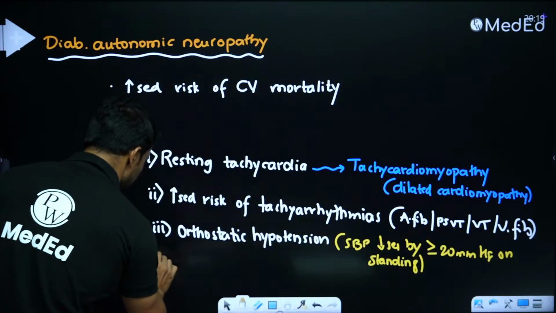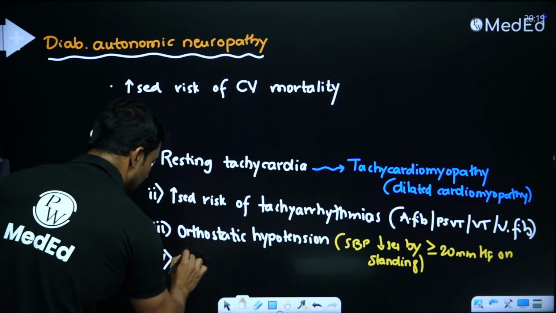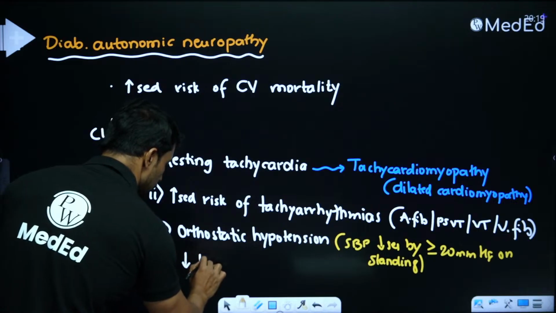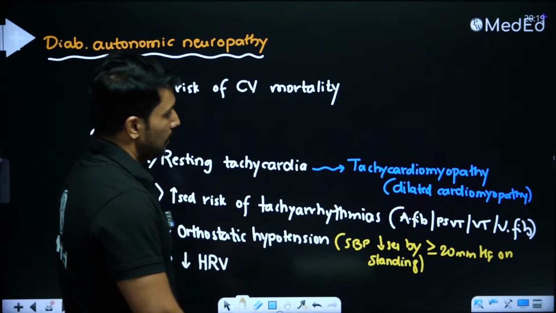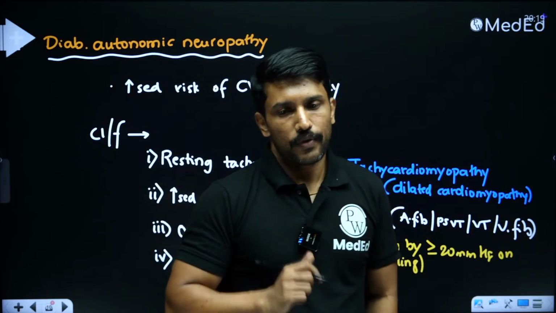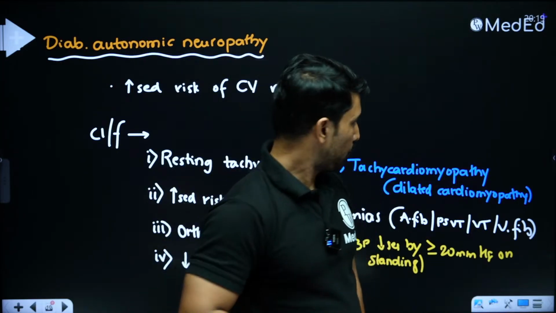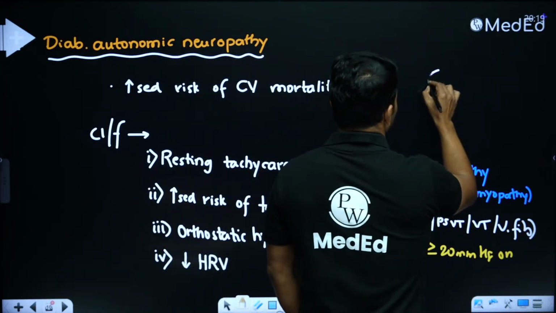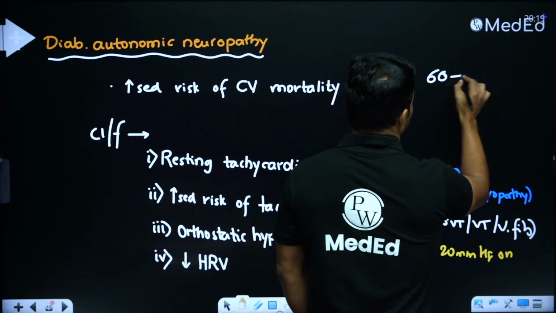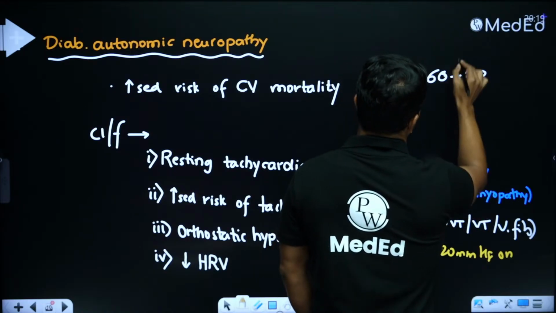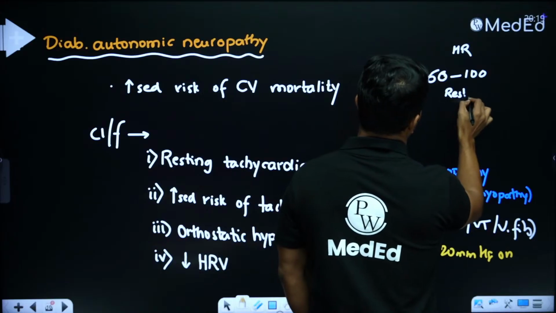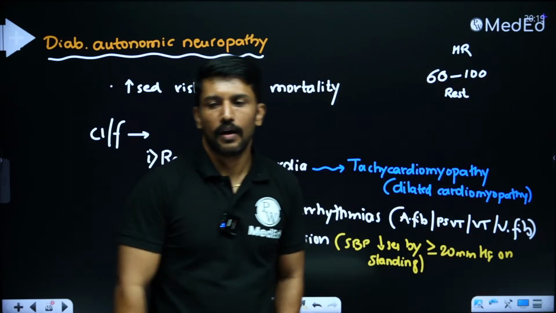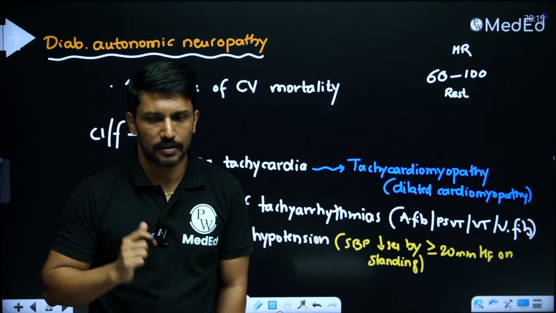Then the fourth thing that it can lead to is decreased HRV, right? Can anybody tell me what is HRV? HRV refers to heart rate variability, right? Let us take the example of me. Now, if I go by the books, what should be my heart rate range at rest? If I'm talking about my heart rate at rest, it should range between 60 to 100.